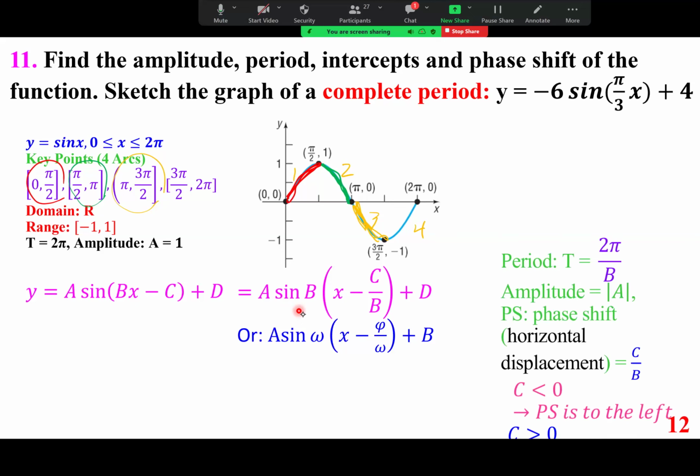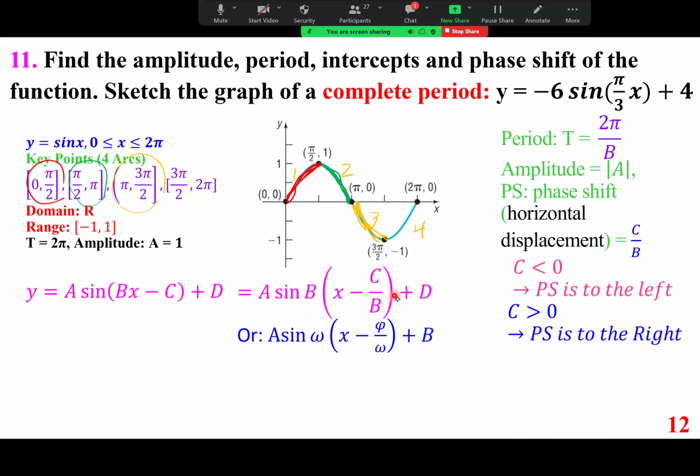So what happens in this case? The period is 2 pi over b, or 2 pi over omega. Amplitude is the same thing. Phase shift, c over b or phi over omega. If c is less than zero, phase shift to the left. If it's larger than zero, PS, short for phase shift. Let me just do that here, everybody. So this, for short, okay, PS, phase shift.